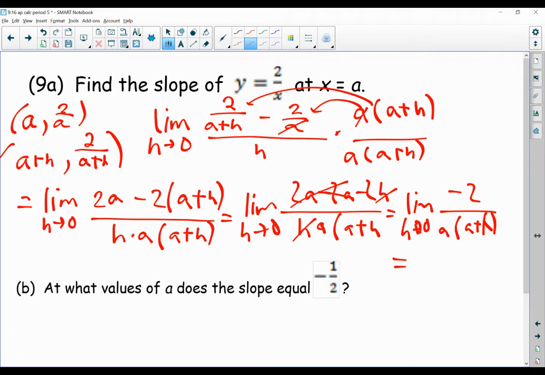The limit says the h has to approach 0. So I'm just going to replace h with 0, and that's going to leave me with a times a, or a squared.